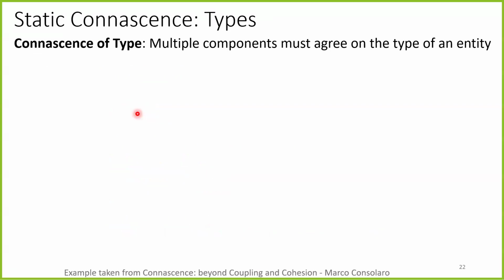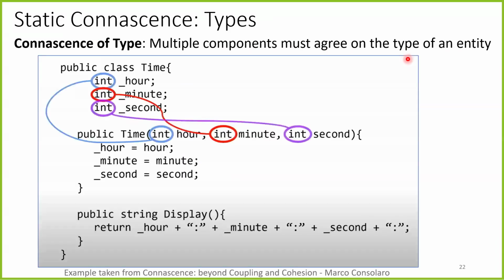Then comes connaissance of type. It is all about multiple components having to agree on the type of an entity. I will try to motivate it with one example. If your hour has a type int, then in your constructor hour should have a type int. The same goes for minute and the same goes for second. So that is connaissance of type.